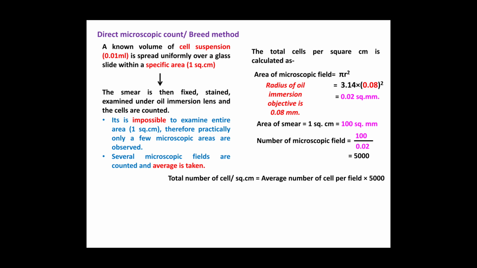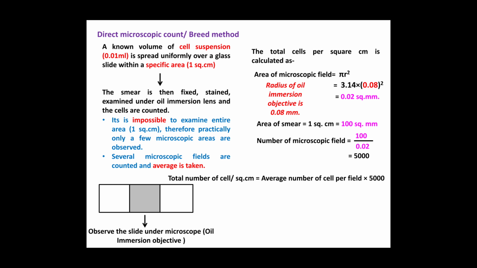Let's consider one example. Here I am taking a glass slide, on which I mark an area on which I have to prepare a smear, and the area size is 1 square centimeter. Now on this slide I prepare a smear, and this slide is subjected to staining, and after that I observe this slide under the microscope using the oil immersion objective.